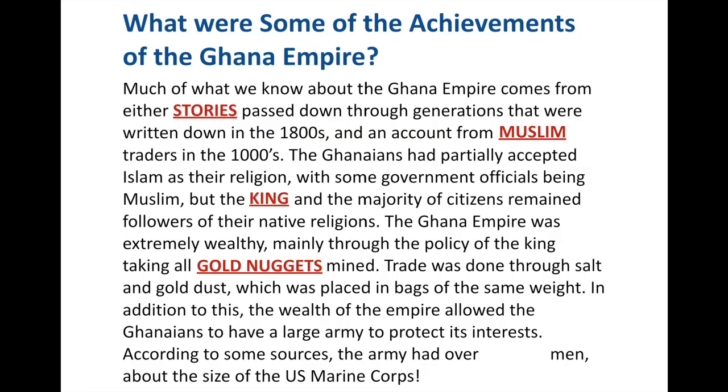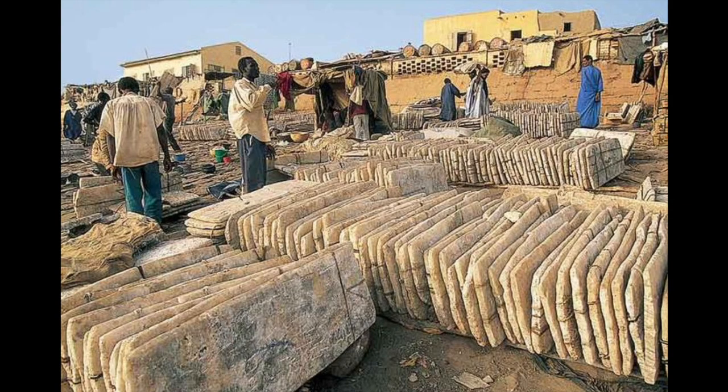Trade was done through salt and gold dust. Because salt was rare, it had value. As a result of this, salt was actually used as currency, money. What they would do is they would take big salt blocks and they would trade them. And then the gold dust was sold in certain weights. As you can see right here, we have salt blocks. So what they would do is they would have units of measurement.